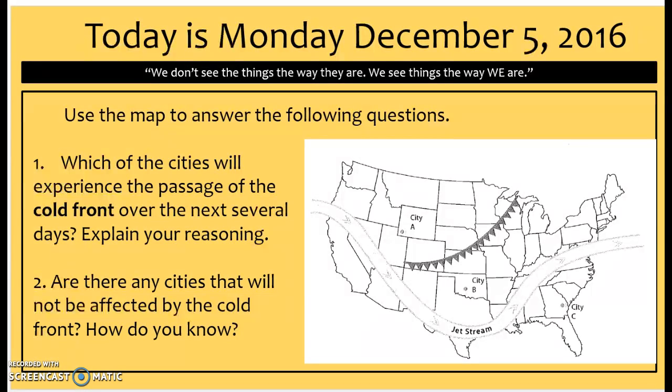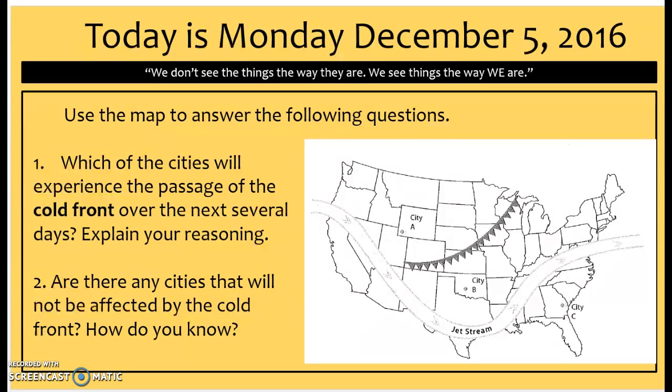So number 1. Which city will experience a cold front over the next couple of days? That would be City B. City A has already experienced the cold front. You need to look at the direction that the triangles are pointing. The triangles are pointing towards City B, which means it is headed that direction.